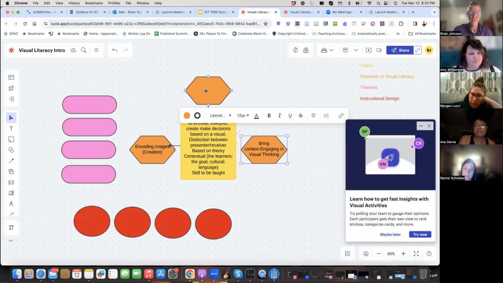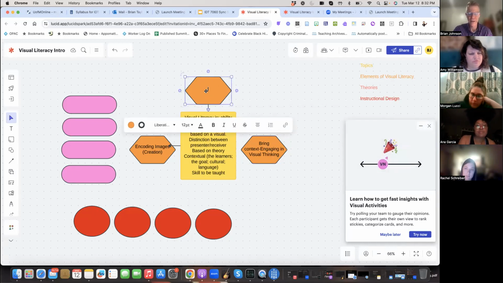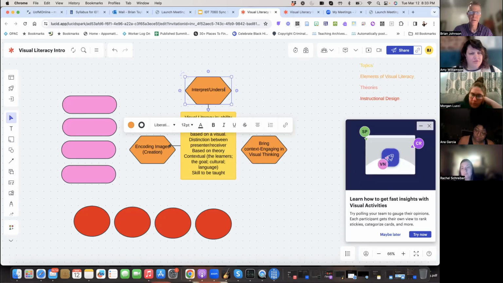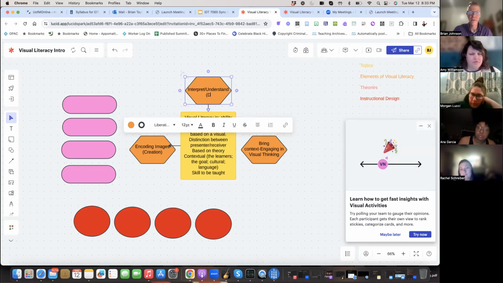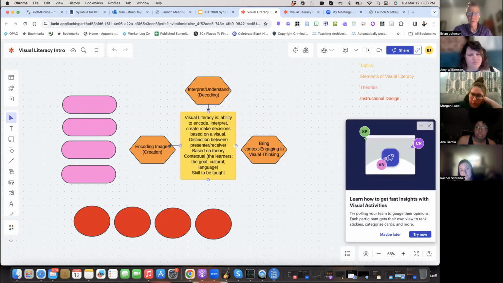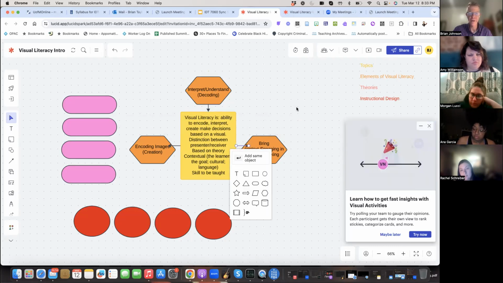So we've got encoding. What's it called when we process or read an image? Interpreting or understanding. We could go with interpret. Understand. Maybe we could even call this decoding. And if we look at what we've got so far, let me go ahead and connect these elements up here.